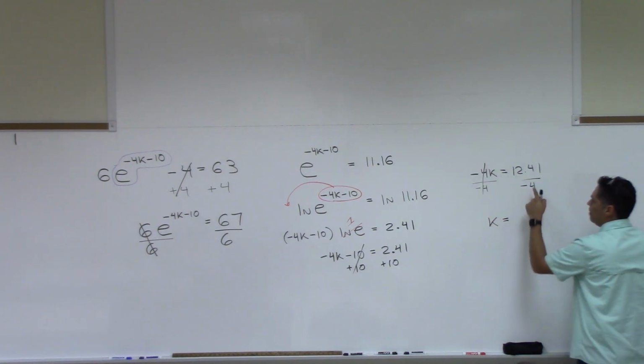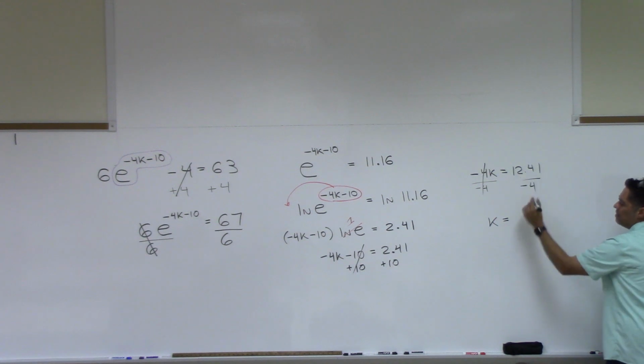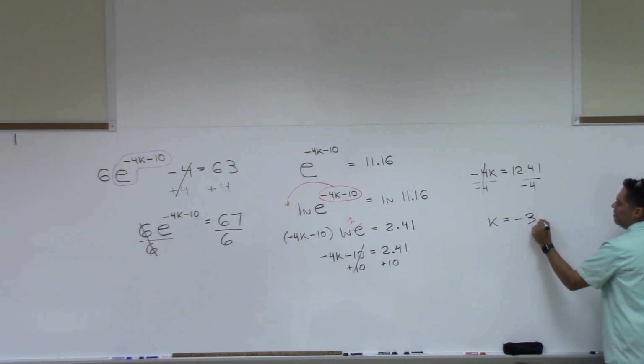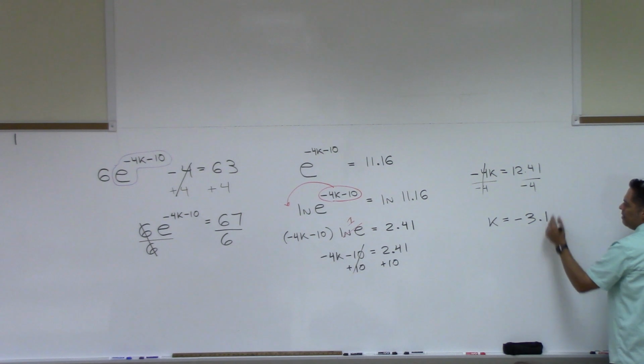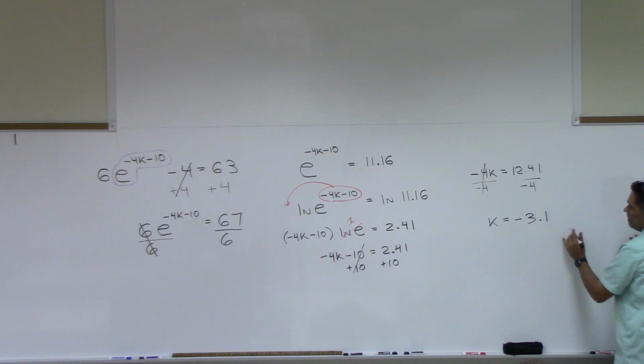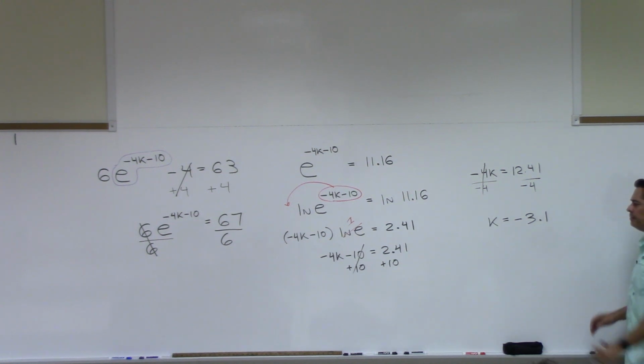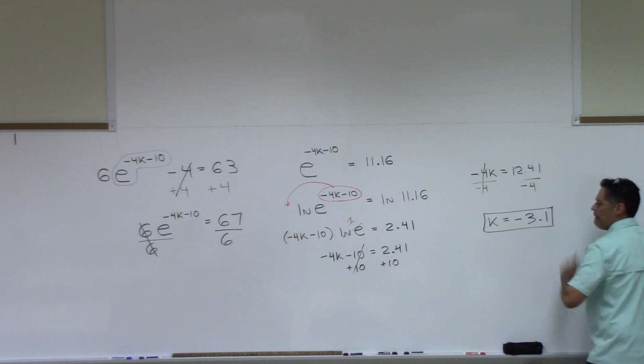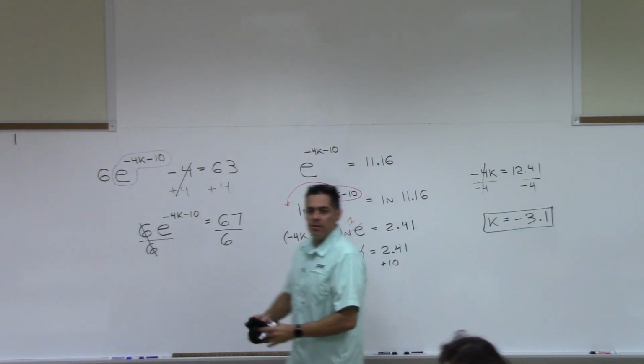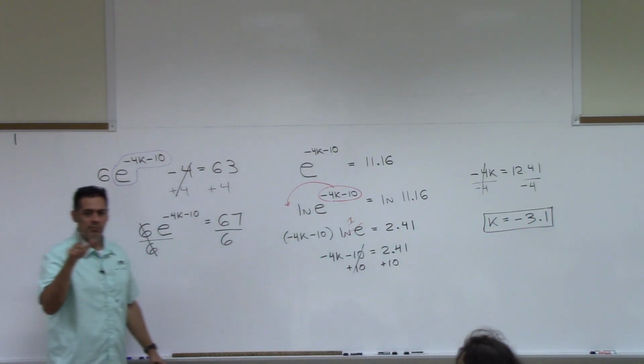K is, let's see, 4 goes into 12 3 times. It's a negative answer, 3. 4 goes into 4 once, and then I've got some change here. It's going to be 0.25, so I'll just go negative 3.1. Good enough. Does that help? We good?